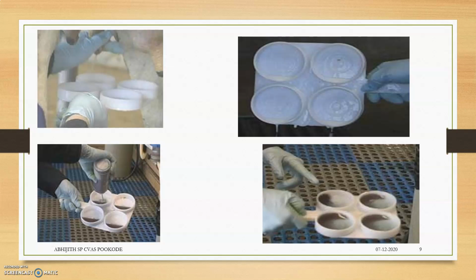So this is it. First, you have to take milk from one quarter. This much only you have to take. Then you have to add the reagent in a 1:1 concentration. Then look for the gelling.